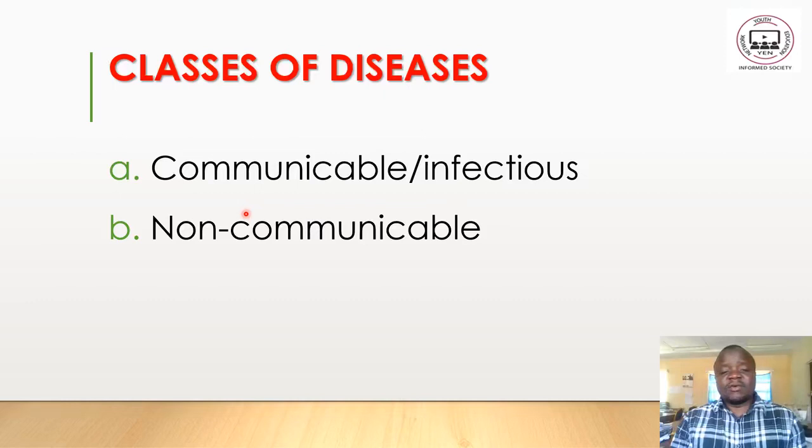Non-communicable diseases are diseases that cannot pass from one person to another, even if there is direct contact. One cannot get the disease. For example, if someone is having cancer, you greet someone, you have hand contact, you cannot get the disease. So we call that one non-communicable. But communicable diseases can spread from one person to another, either by direct contact or indirect. These belong to communicable or infectious diseases.